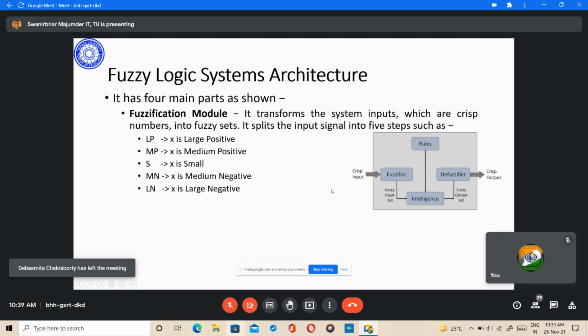Clear up to this? This block diagram part? Yes, sir.